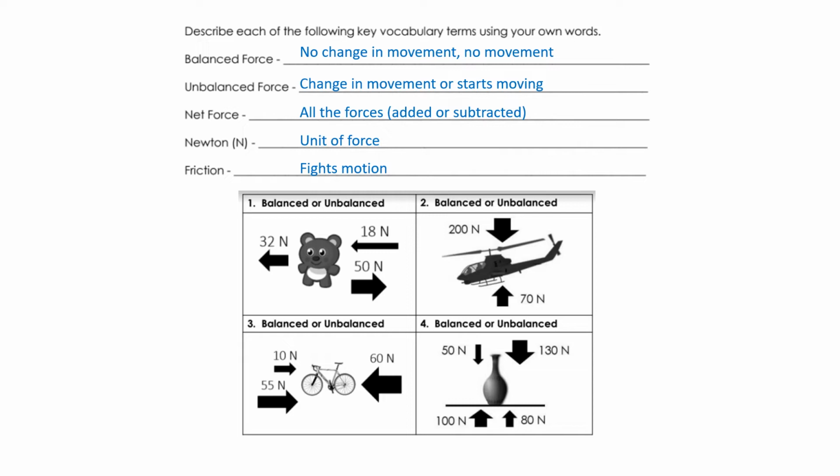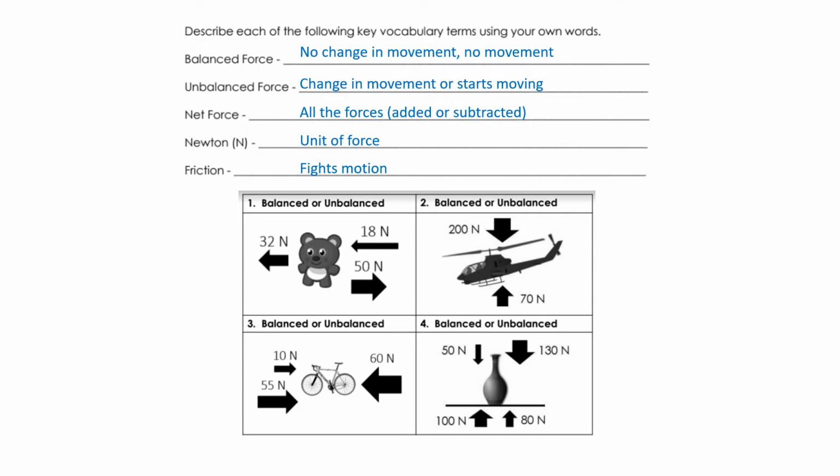Unbalanced forces means there is a change. So maybe something was not moving and now all of a sudden it is moving, or it was already moving and it changes direction. That's going to be an unbalanced force. Net force is when everything is put together. That's when I ask you, are the forces working together or are they working against each other? So you're going to have to decide if you have to add or subtract. And then a Newton is how we measure that force. That's the unit for force.